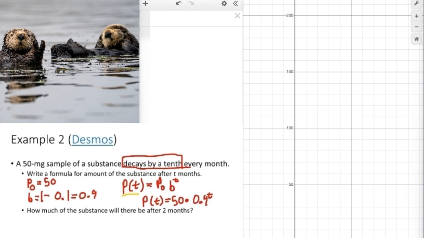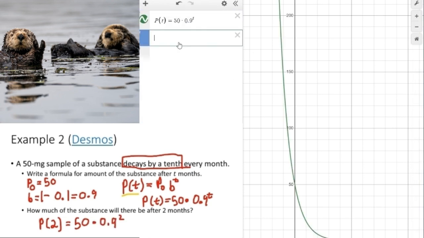So again, be very careful when reading decay problems. Oftentimes, they tell us what fraction of the substance is going away or decaying away. Typically, we're going to do 1 minus that value in order to get what fraction of our substance remains. Next, they want to know how much of our substance there will be after 2 months, meaning we're trying to find P of 2, which if we plug in will be 50 times 0.9 squared. We could punch this into the calculator, or we can go into Desmos, type in our function, and then type in P of 2 in the next line. And we get that there would be 40.5 milligrams of our substance left after 2 months.